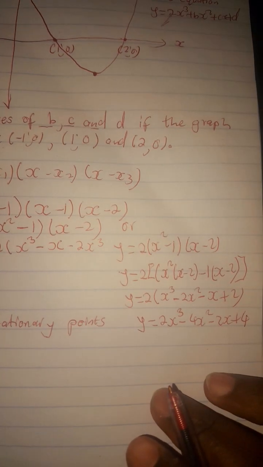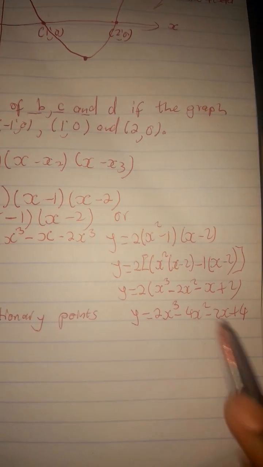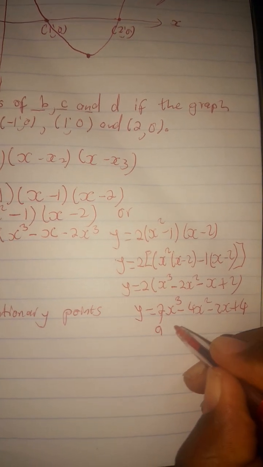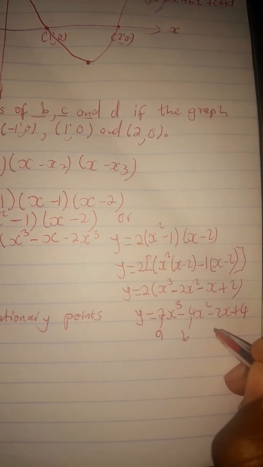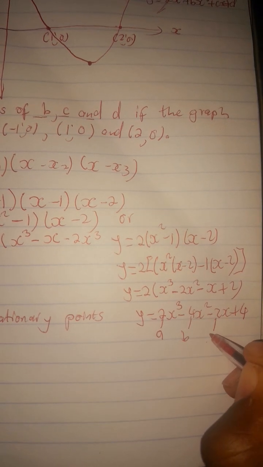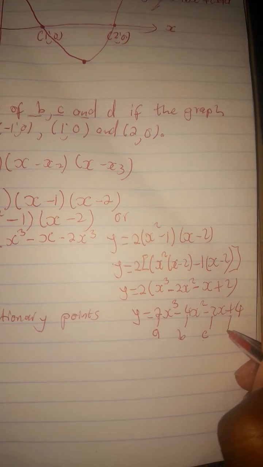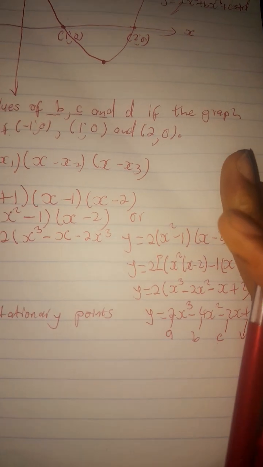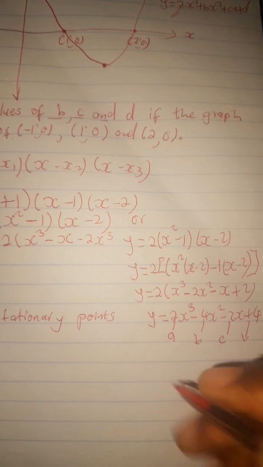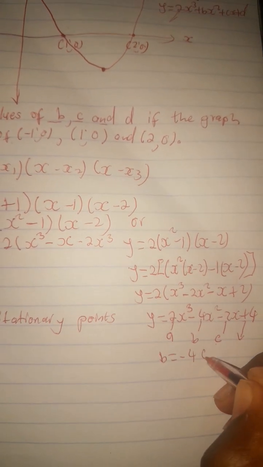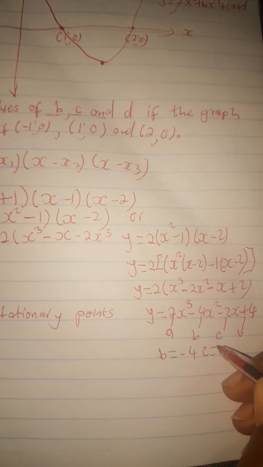When you use the distributive property, in other words, our a will be 2, our b will be -4, our c will be -2, and our d will be +4. Our d is positive 4, but when you write it, you must write it like this: b equals negative 4, c equals negative 2.